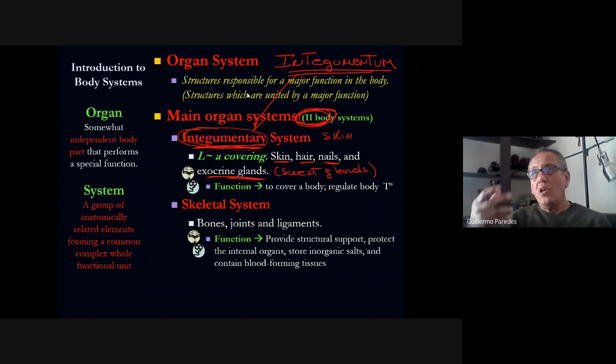In addition to that, I will tell you ahead of time, the skin is the first line of defense against infections. The first line of defense against infection is going to be the skin. Because it's like a barrier, like a suit. It's like an astronaut suit that is going to protect you from external factors, right?